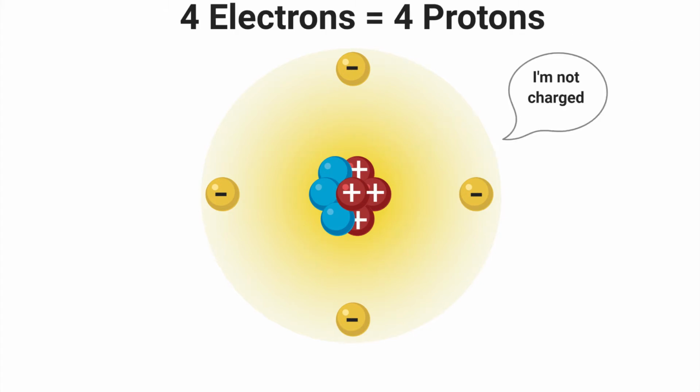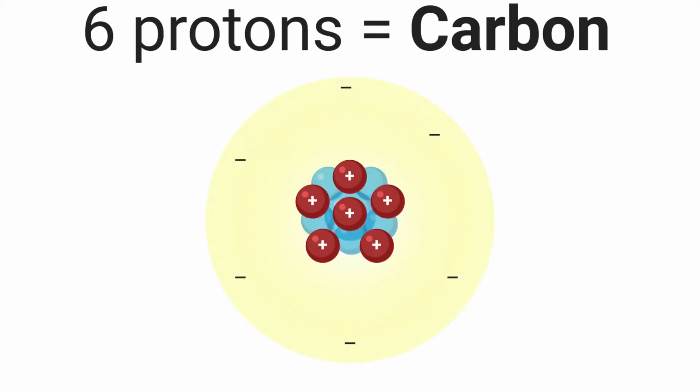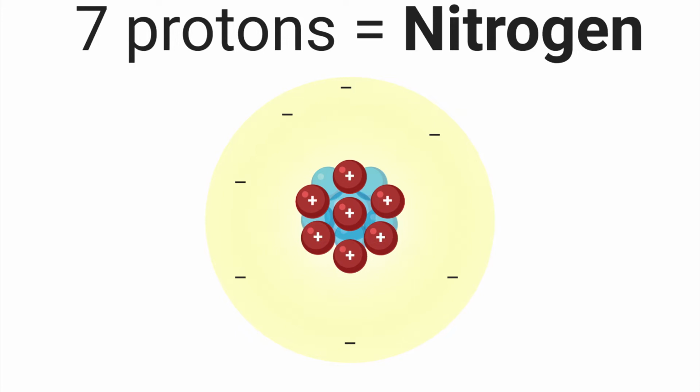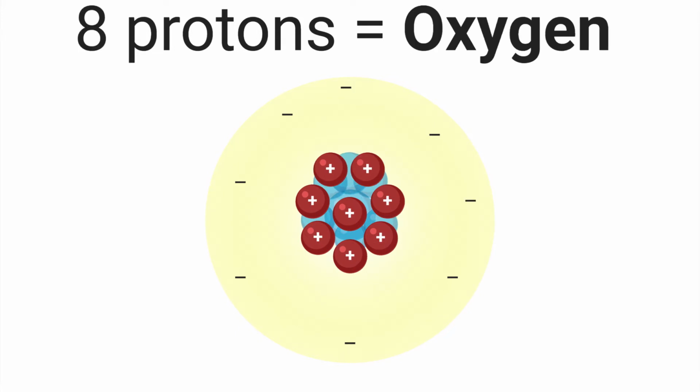An uncharged atom has the same number of electrons as it does protons, and as we saw, neutrons don't affect the charge. The identity of an atom is defined by the number of protons in its nucleus. For example, carbon has 6 protons. If we take away or add protons, it's no longer carbon. An atom with 7 protons is called nitrogen, and 8 protons is called oxygen.